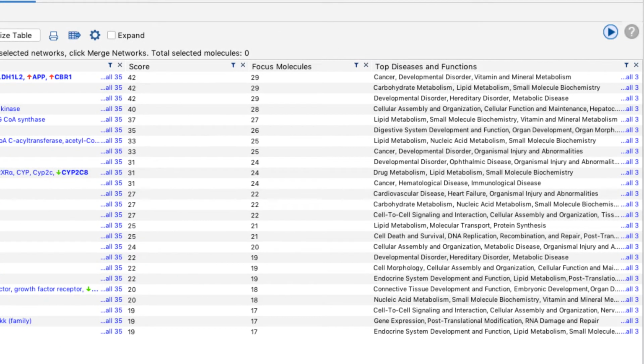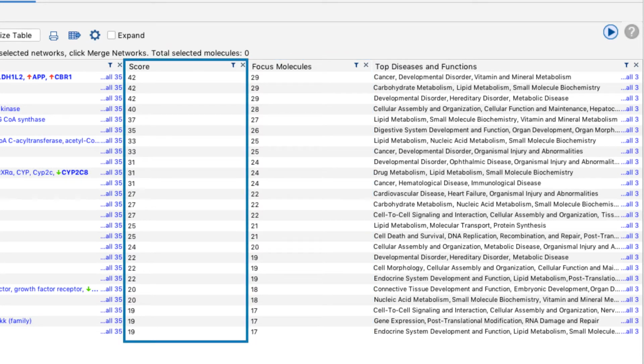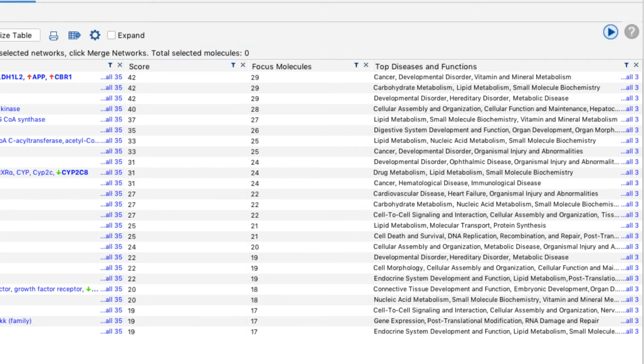The number of focus molecules is shown here, and the network score is shown in this column. This score is a negative exponent of the p-value calculated for the network by the right-tailed Fisher's exact test. The p-value is the probability of finding this set of focus molecules in the network compared to a set of randomly selected molecules.